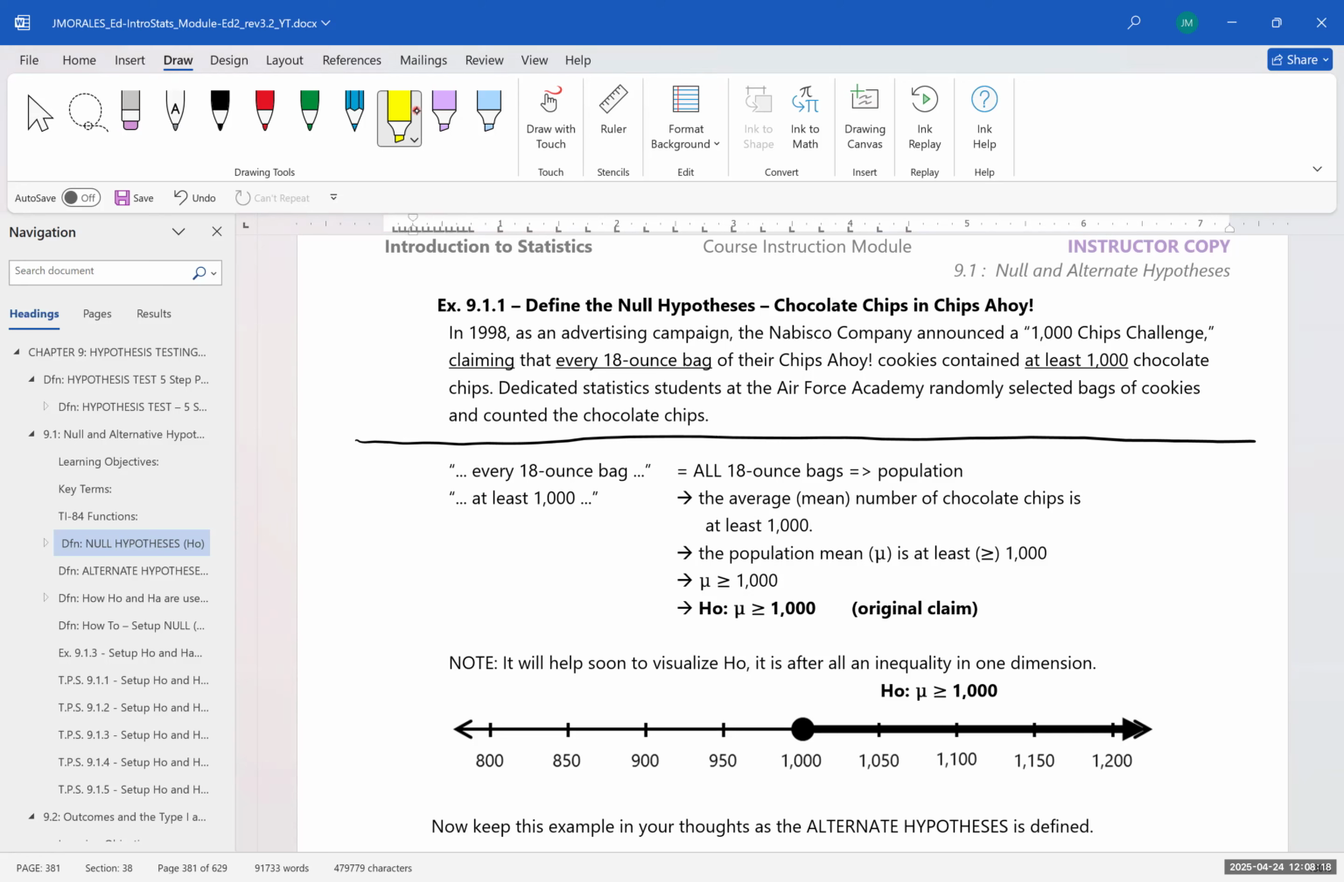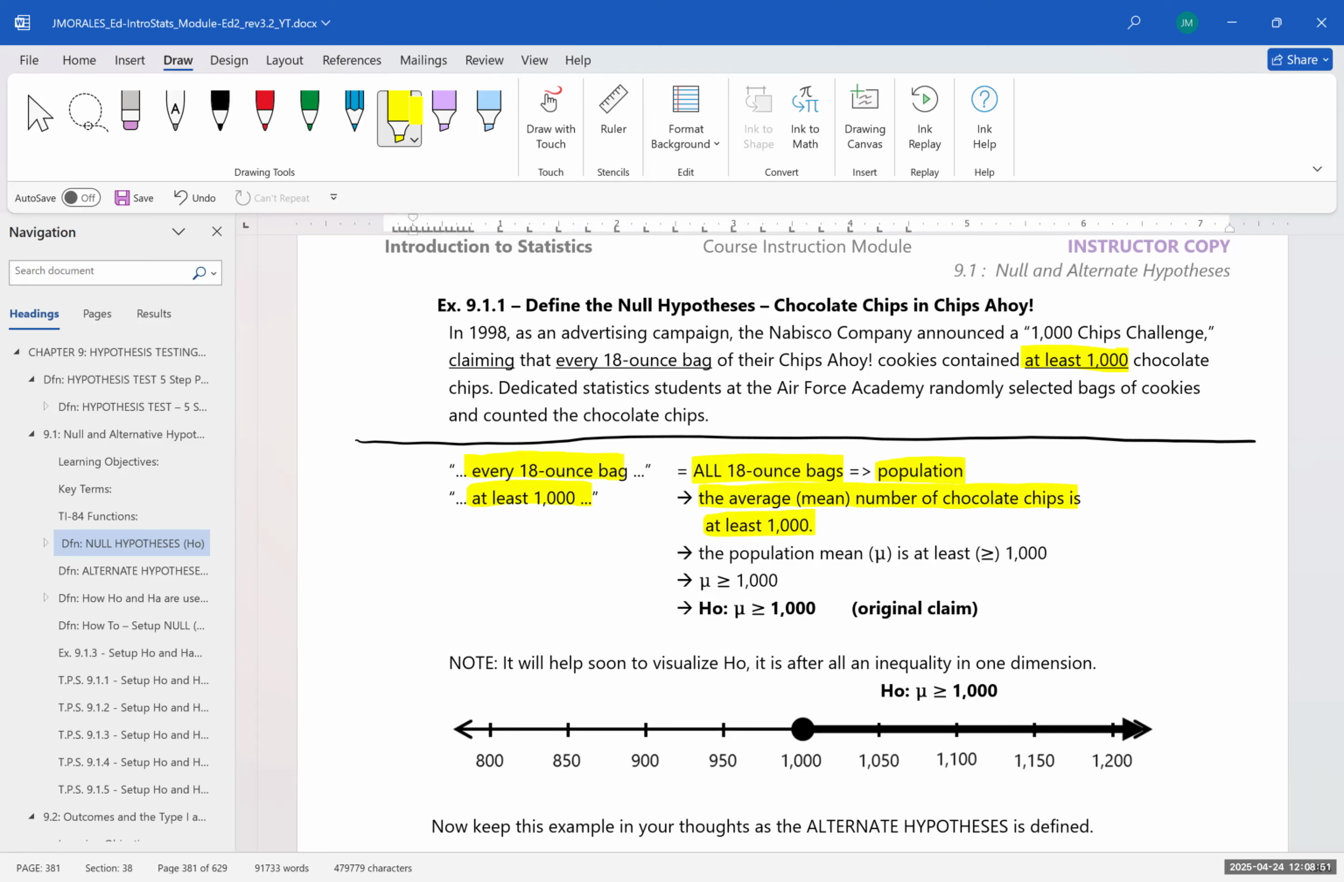So when we see the words like every 18-ounce bag, what we're going to translate that into is all 18-ounce bags. And that's our population. Population is all 18-ounce bags. Now, this part of at least 1,000, okay, that means the average number of chocolate chips is at least 1,000.